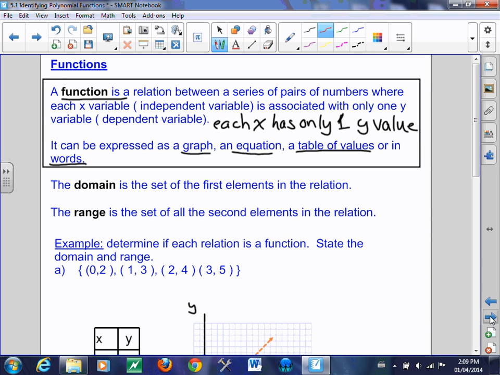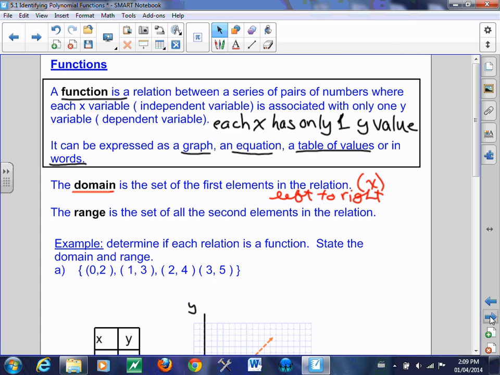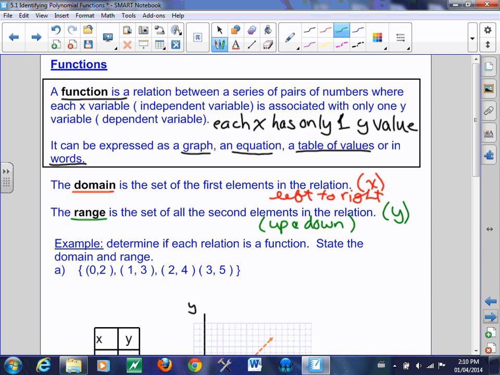Now, when we deal with functions, we always talk about the limits. The limits we take a look at are the domain and range. The domain is the set of the first elements in the relation, and usually we're dealing with x. So how far left and how far right does my function go? Likewise, the range is the set of all second elements, and second elements are usually the y, especially if you're looking at a graph, and y deals with the up and down movement. So how far up can things go and how far down can they go? That's a common thing when you remember when you did quadratics, the maximum and minimums, those were the limits for your range.